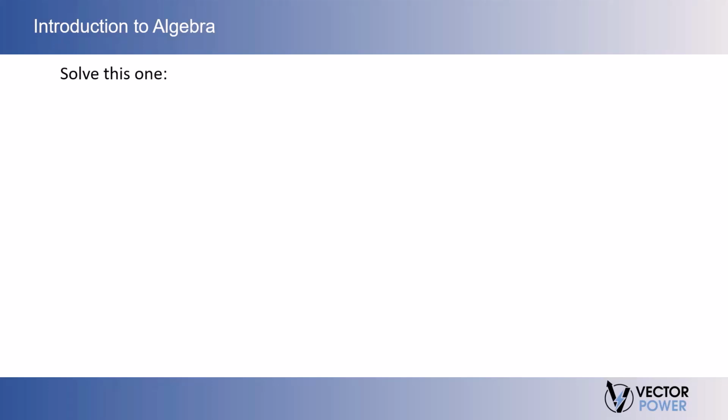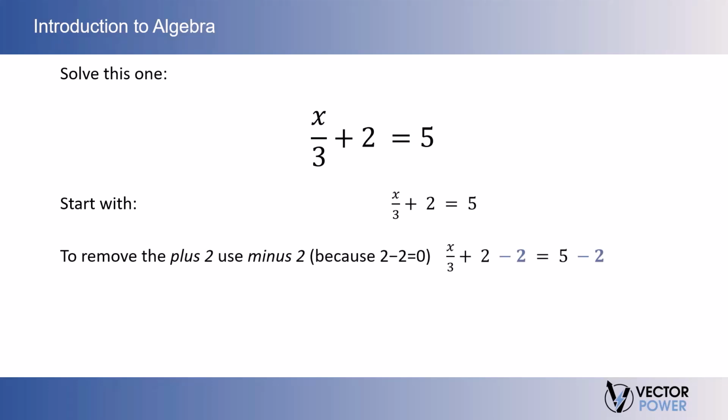All right, let's solve this one. X divided by 3 plus 2 equals 5. So we'll start with x divided by 3 plus 2 equals 5. To remove the plus 2, use minus 2. Because again, 2 minus 2 equals 0.